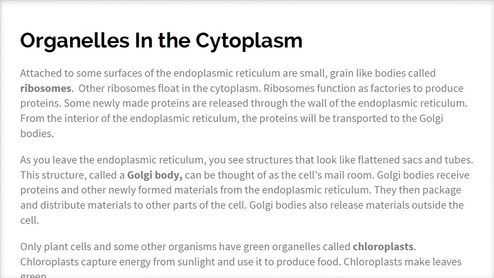As you leave the endoplasmic reticulum, you see structures that look like flattened sacs and tubes. This structure, called a Golgi body, can be thought of as the cell's mail room. Golgi bodies receive proteins and other newly formed materials from the endoplasmic reticulum. They then package and distribute materials to the other parts of the cell. Golgi bodies also release materials outside the cell. Only plant cells and some other organisms have green organelles called chloroplasts. Chloroplasts capture energy from the sun and use it to produce food. Chloroplasts make leaves green.